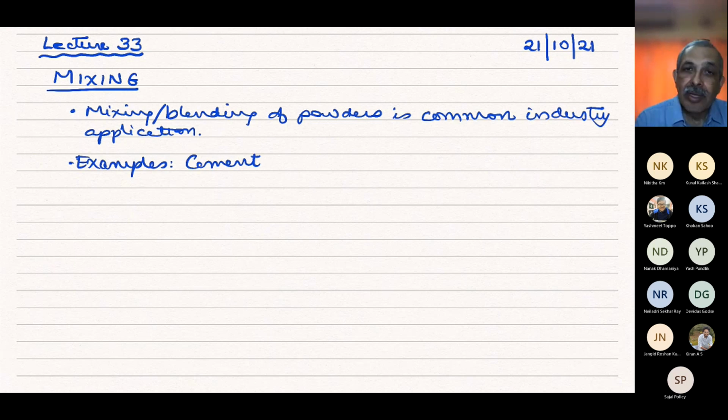So, cement will have gypsum, it will have some amount of calcium silicates, it will have various other things, and they all mix together. So cement is a mixture. And of course, during its formation, it gets blended.